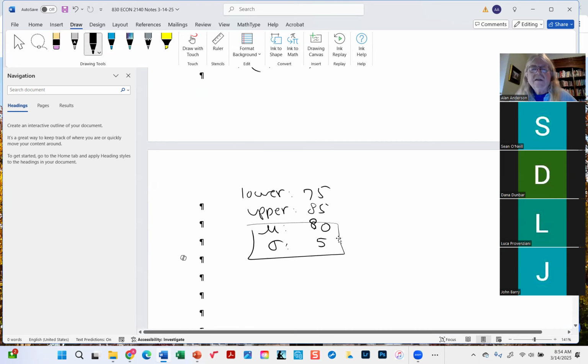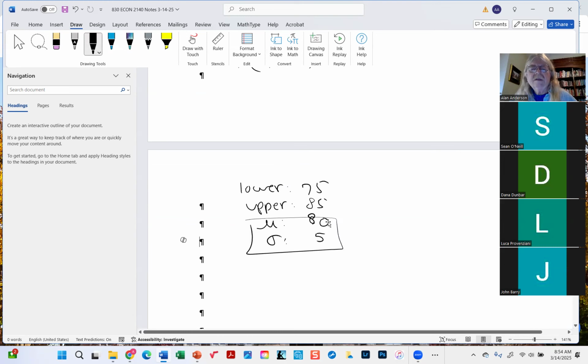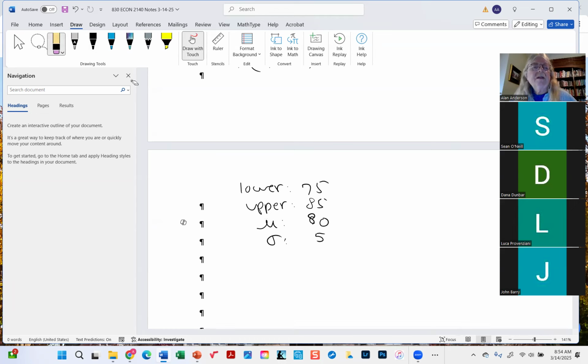Okay. Let me fix that a little bit. That's better. I want it to be as neat as possible. All right, so if you put those into your calculator, you should get 0.6827.